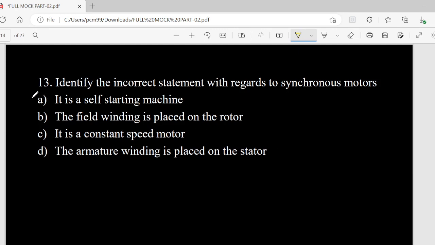The correct answer is option A. It is a self-starting machine.